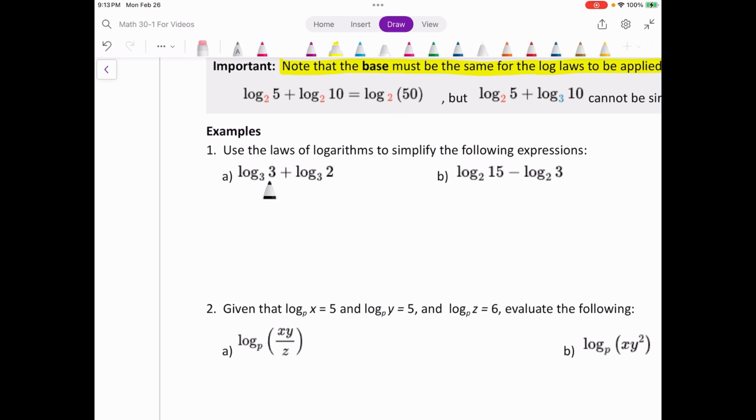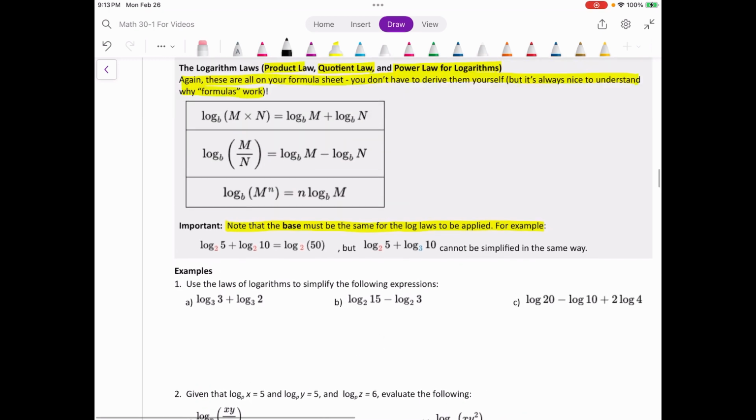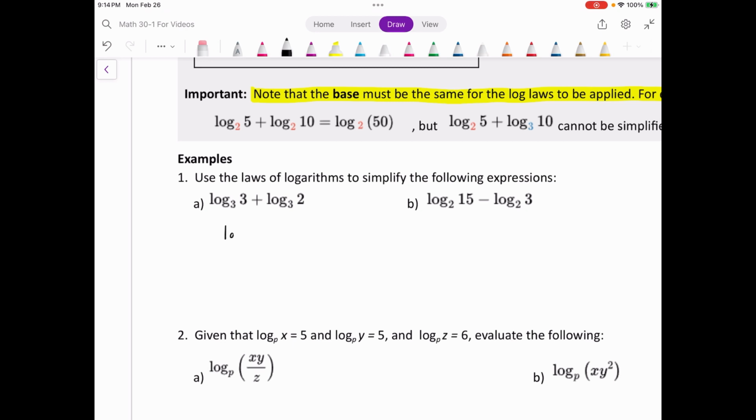So we've got log base 3 of 3 plus log base 3 of 2. Well, our product law of logarithms tells us that if we have 2 separate logs being added and they have the same base, which they do, we can combine them into 1 log where we're multiplying those arguments. So this is the same as log base 3 of 3 times 2. In other words, it's log base 3 of 6. And there we go. We've condensed it into 1 logarithm. We've made it a bit simpler. Instead of being 2, now it's 1.